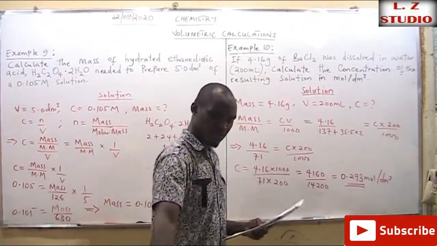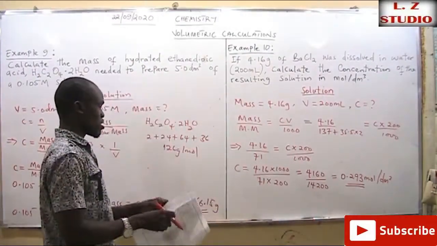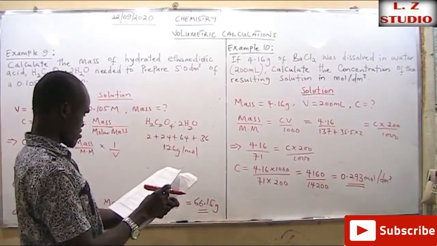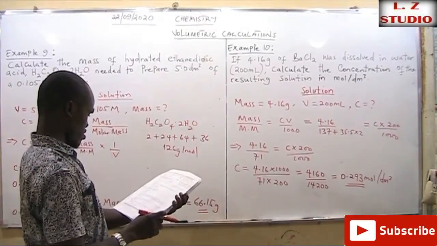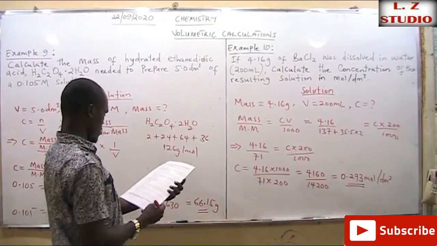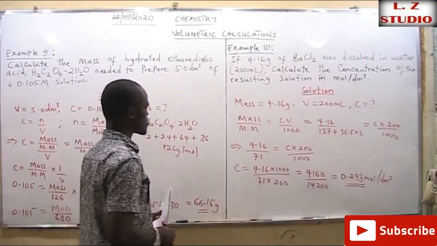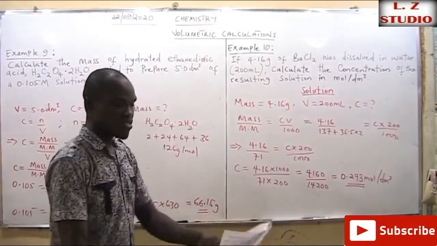So let us check in our notes. Have we arrived at the same answer? Wow, what we are having here is quite different. So what we have here is 0.1. So what is the problem? So what are we missing?